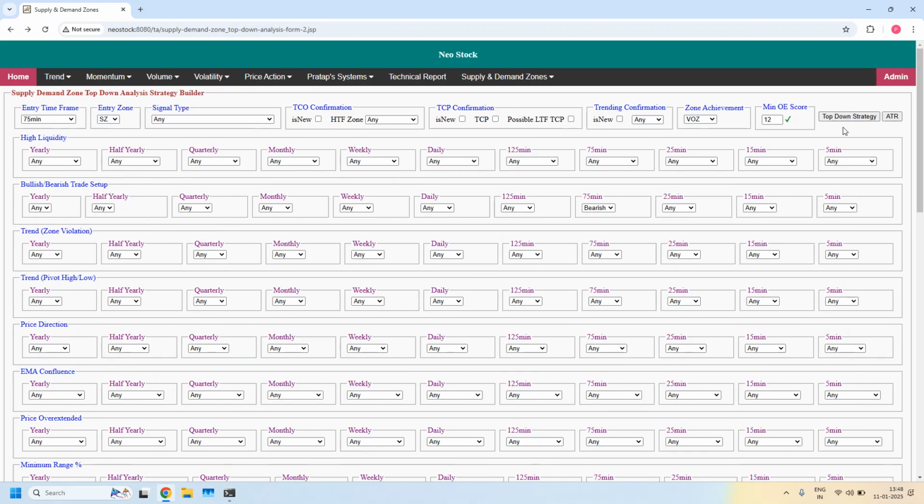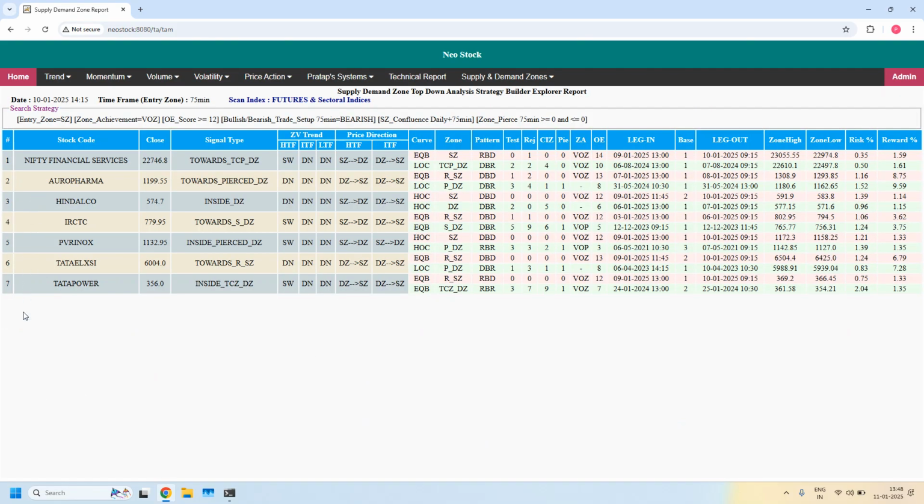With this filter, now the list has come down to 7 stocks. In these 7 stocks, these 75 minute supply zones are part of the daily supply zone. That means overlapped with the daily supply zone. Because 75 is part of the daily, if you look for a daily supply zone having daily EMA confluence, there can be even more high probability trade setup supported stocks. And also the daily trend is down in all these stocks, downtrend.